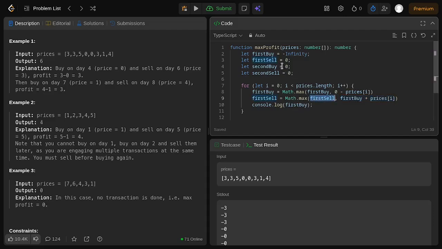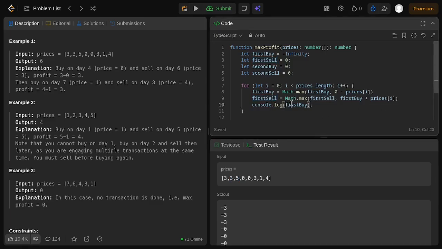Since the first sell is considered 0, then 2 is going to be picked as the new first sell value. Then we will get +2 as our first sell, from the 3 and 5 right here.